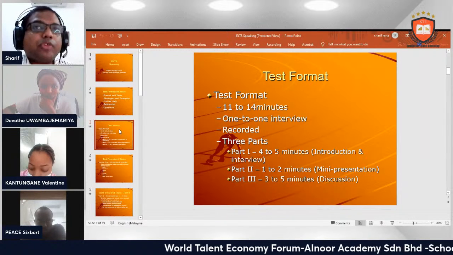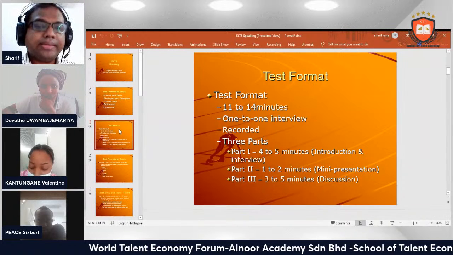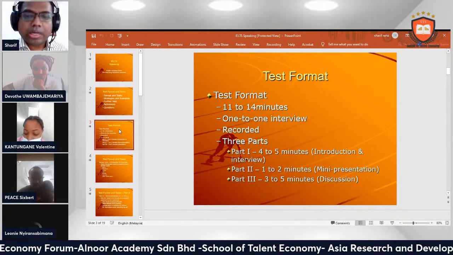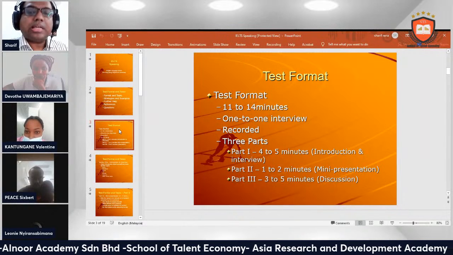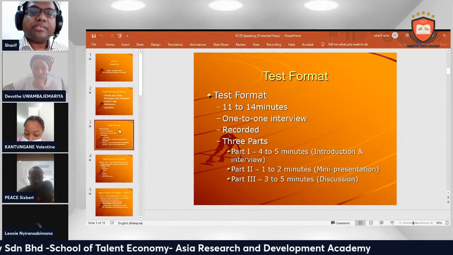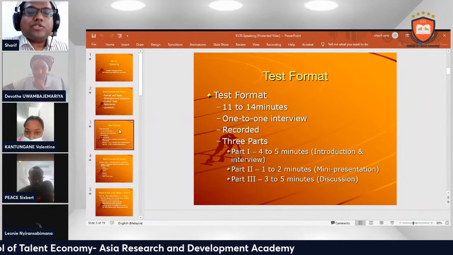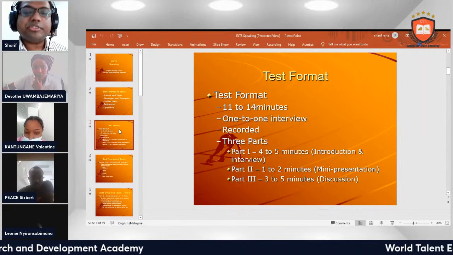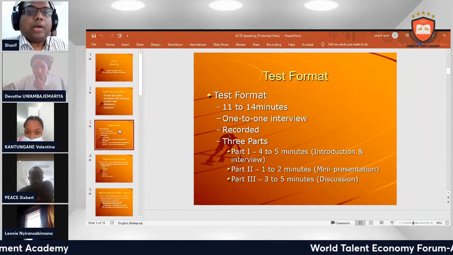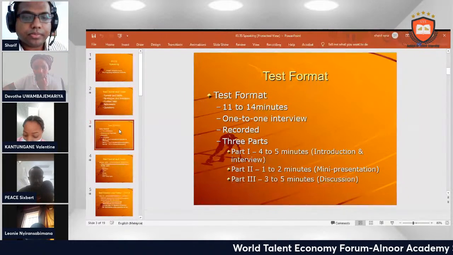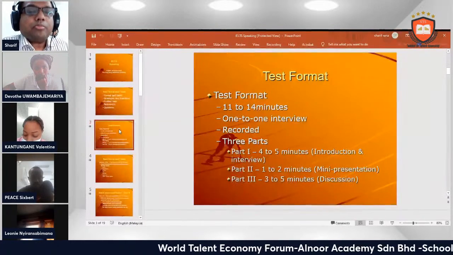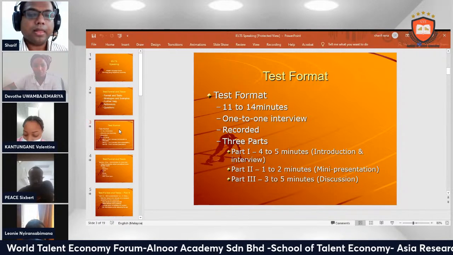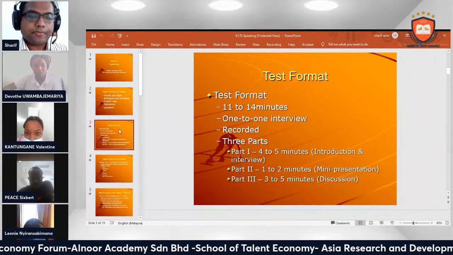Introduction means you have to introduce yourself. Let's say my name is Uddin Ahmed. I am working right now at the World Talent Economy Forum as a president and a fellow, and my job is to provide teaching and learning and do some research for human development. So, for example, I am discussing myself, and you have to discuss yourself. This is the introduction part.